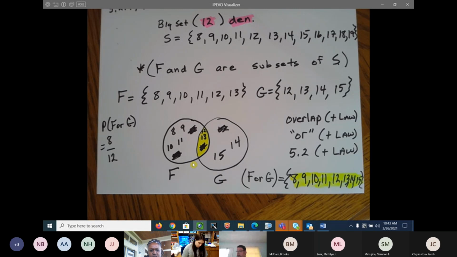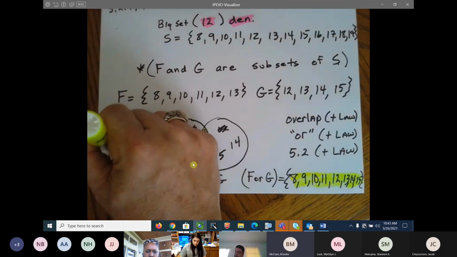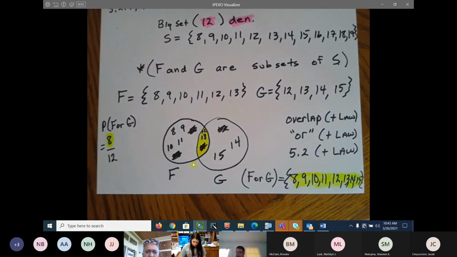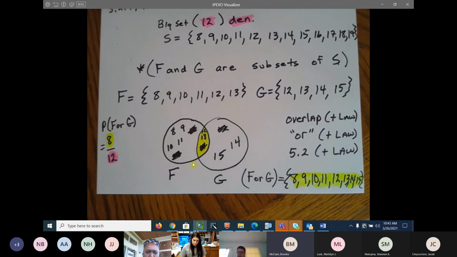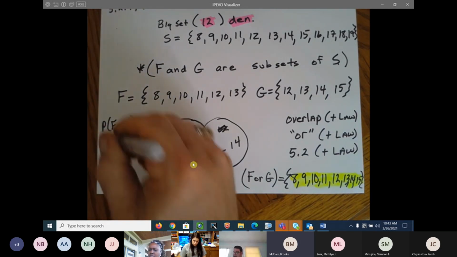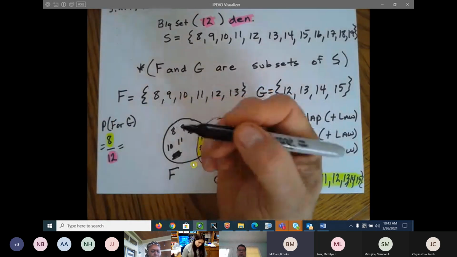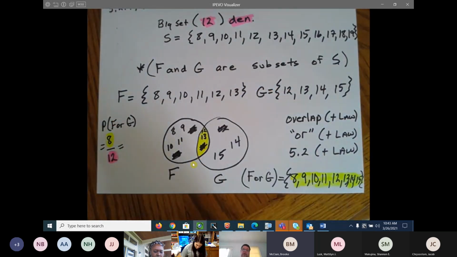I'm going to highlight the 8 and the 12. The 8 goes right here, and the 12 goes right here. Give me 4 digits, please. 4 decimal points. 8 divided by 12.